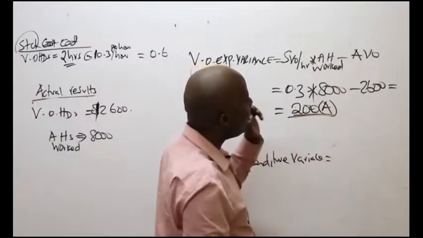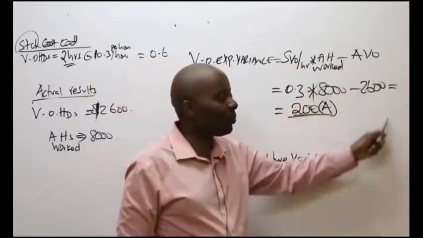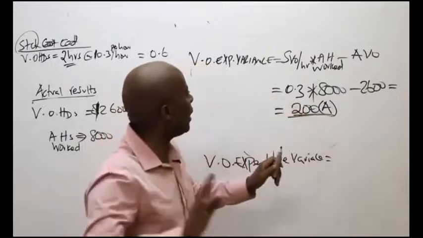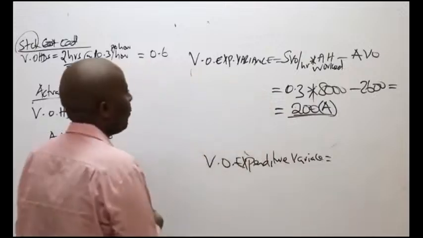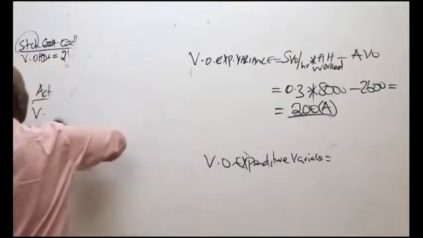And remember, for whatever reason, you'll get some students putting brackets where they're not supposed to be put. No. For variable overhead expenditure variance, there are no brackets at all.